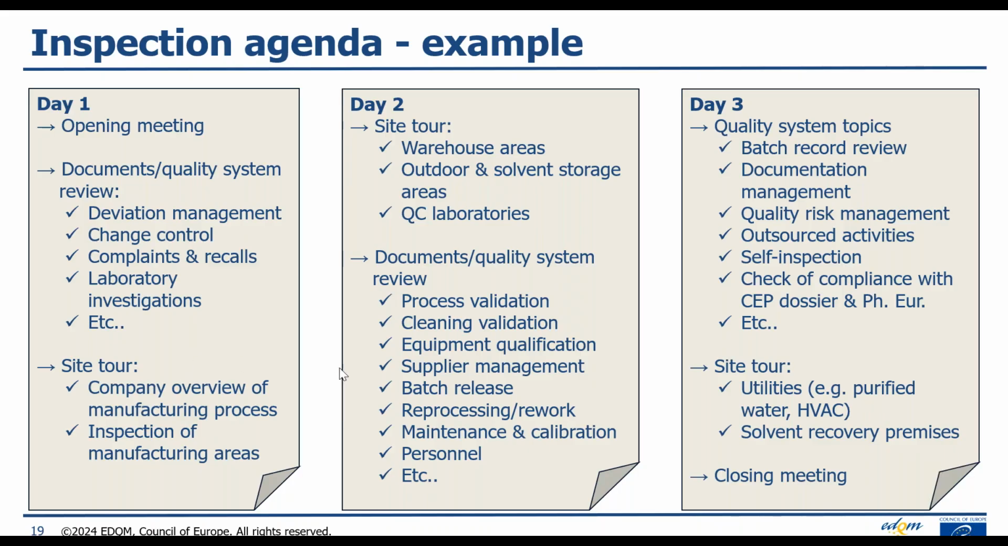Then, for example, after lunch, we might focus on the site tour in terms of manufacturing operations. Before we go out on the site tour, we always ask the company to give an overview of the manufacturing process, just to familiarize ourselves before we go to the production facility. Then we would normally walk through the entire equipment train and process flow for the API within scope.